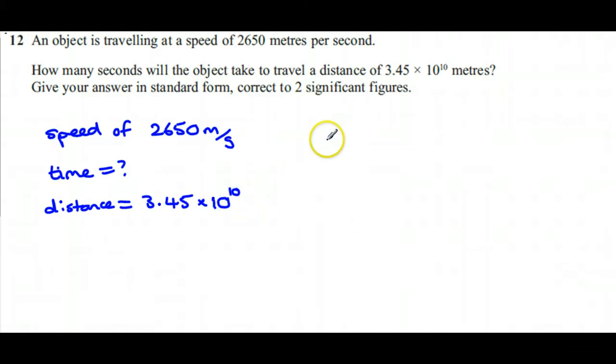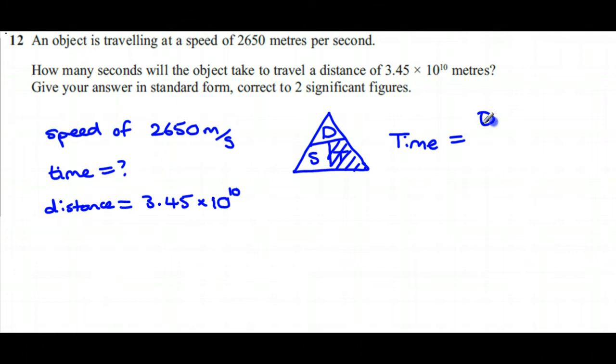In order to work that out, you might refer to your triangle for speed, distance, time. The distance is on the top and the speed and time on the bottom. So that means if we want to work out time, you cover up T, you're left with distance divided by speed. Okay, so knowing that, we can work out our time.